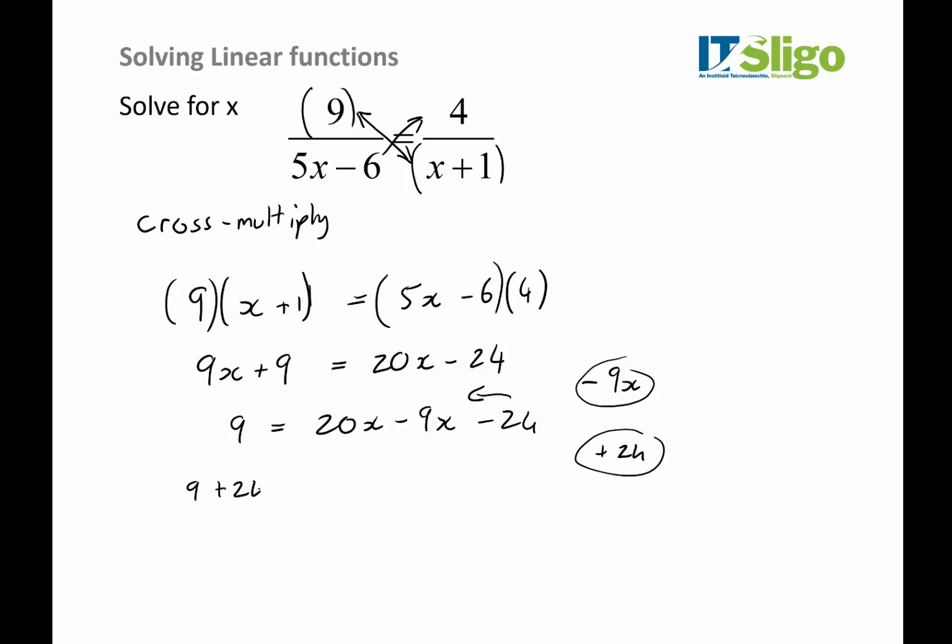So we'll get 9 plus 24 is equal to 11x. This gives me 33 is 11x. And finally, we end up then with x, divide both sides by 11, and we get x is equal to 3. Just double checking that I haven't made a mistake. I hope not.